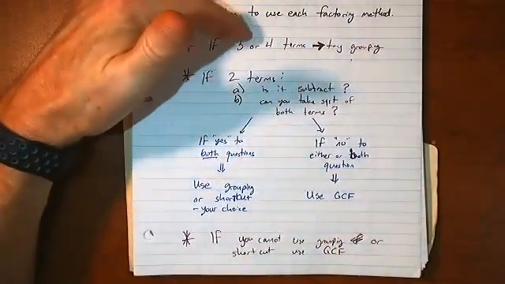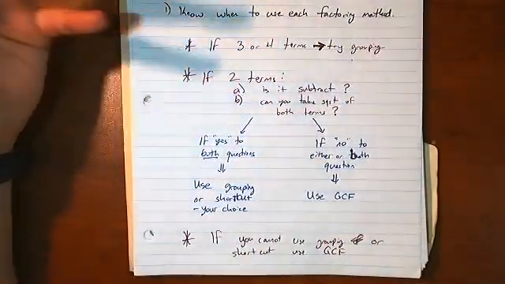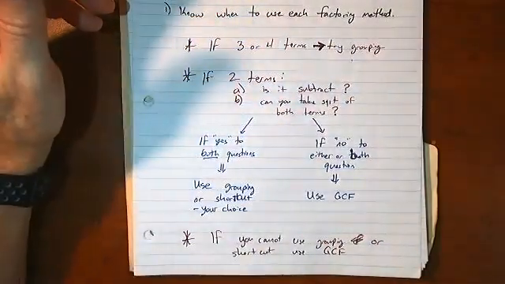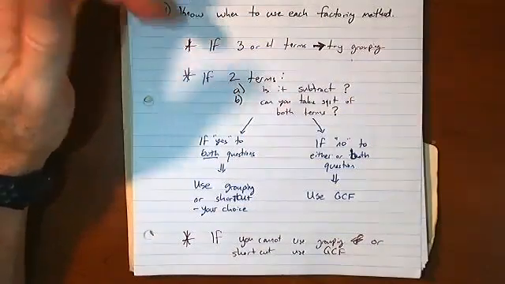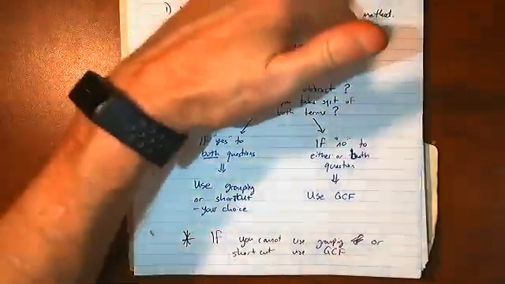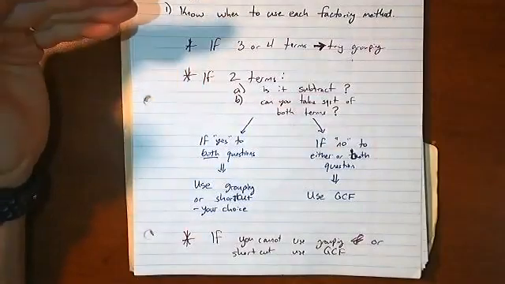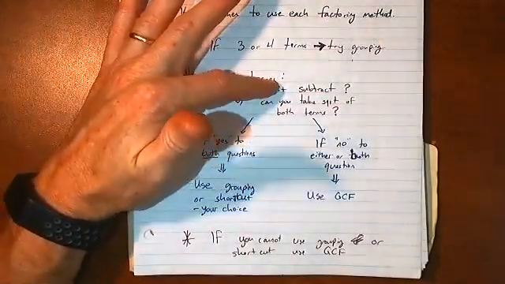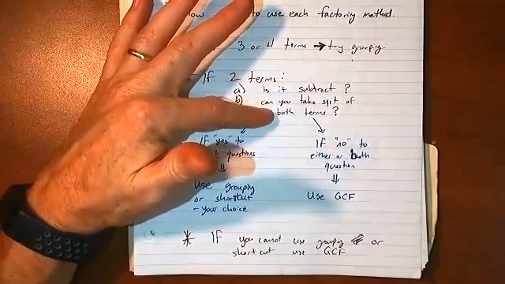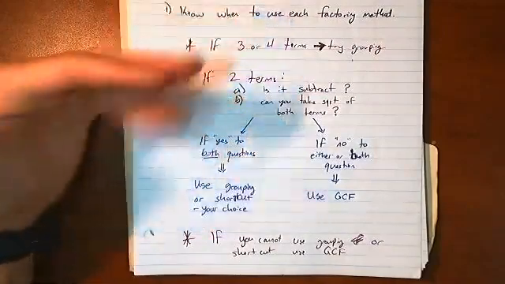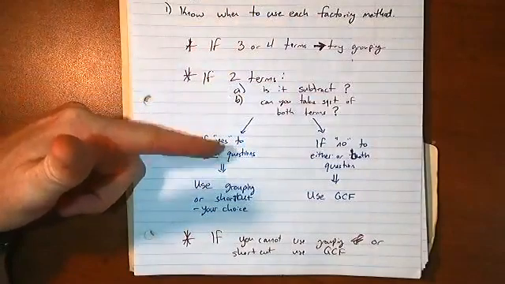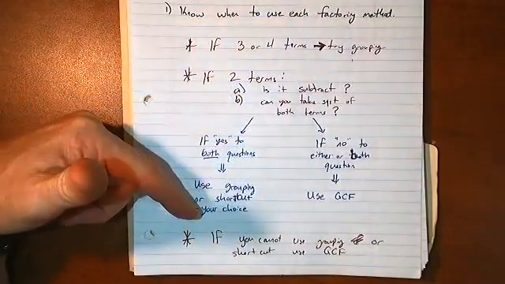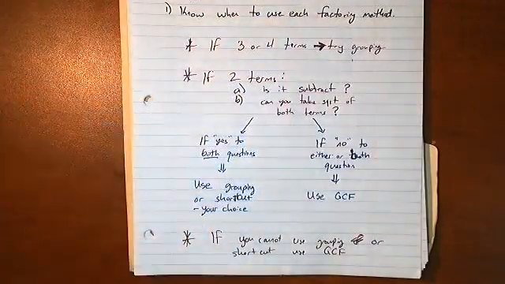However, if there's 3 or 4 terms, I'm going to suspect, because of all the evidence that we've had in our class so far this year, that grouping is going to work, and so I'm going to try it. If there's 2 terms and they are being subtracted and they are both perfect squares, then I'm going to suspect that I can either use grouping or the shortcut, and I'm going to try it. Okay. And that basically becomes our idea.